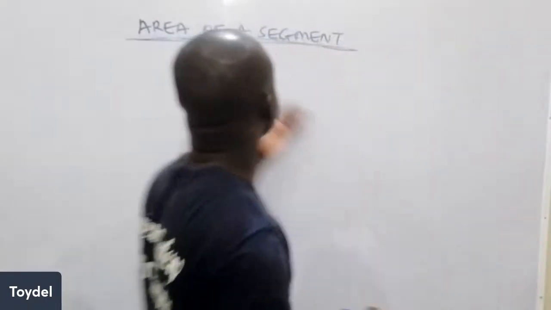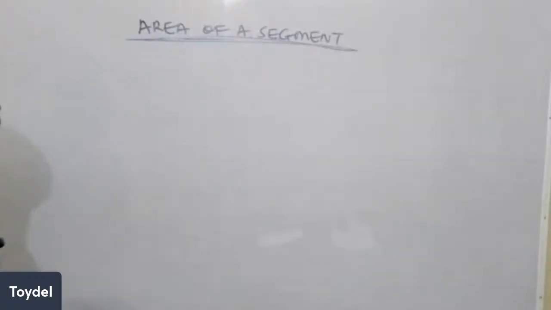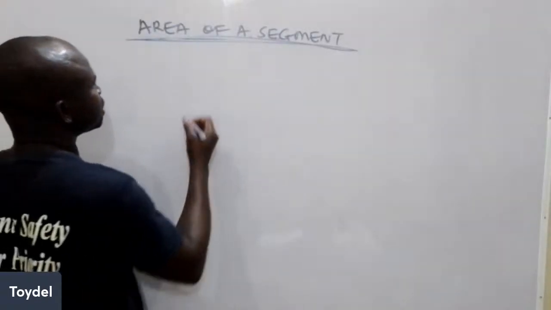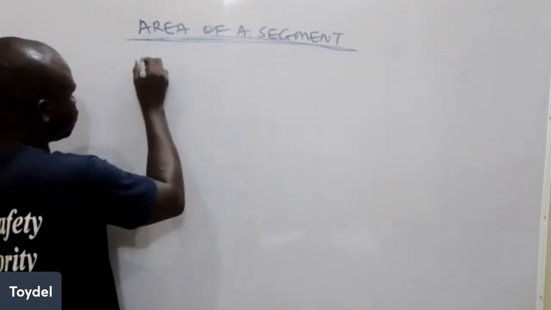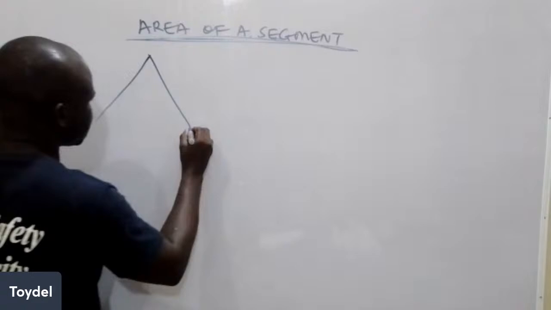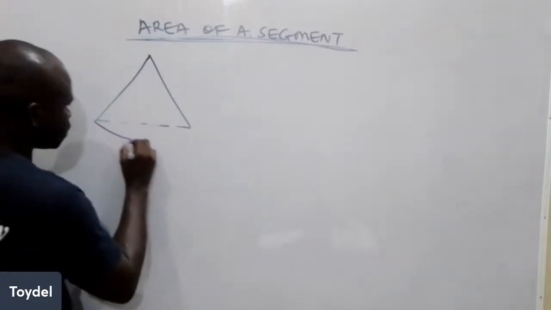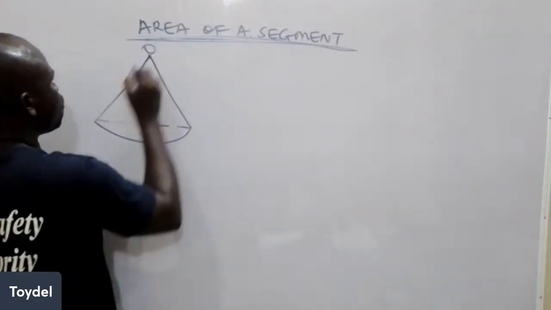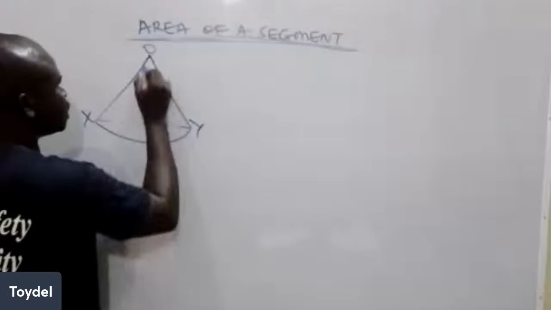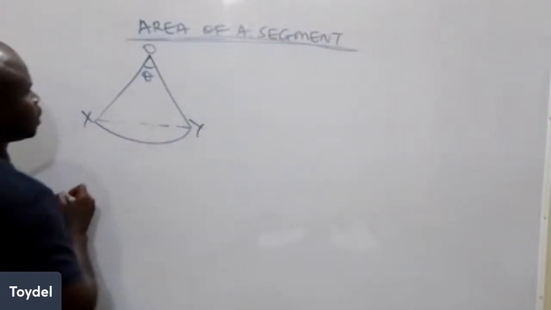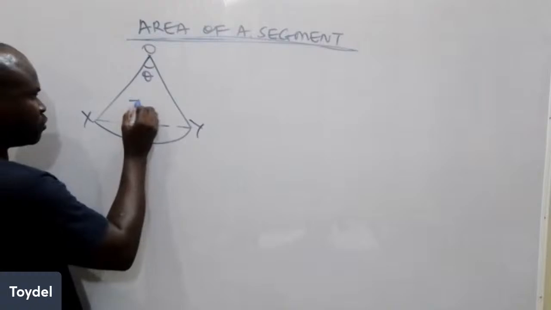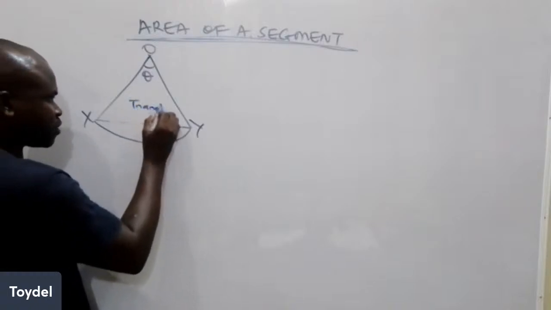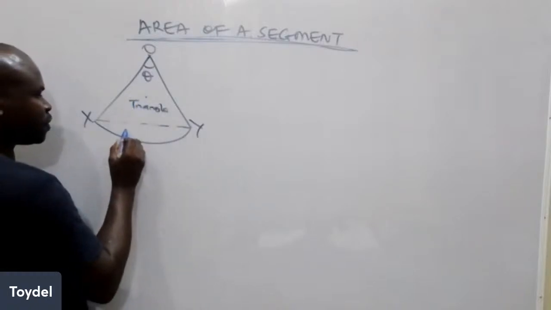Today we want to look at the area of a segment. So how do we find the area of a segment? For instance, this is a sector. In a sector, say OXY, there will be an angle in this place. In a sector, we have two things. We have a triangle in this sector, and we also have a segment.